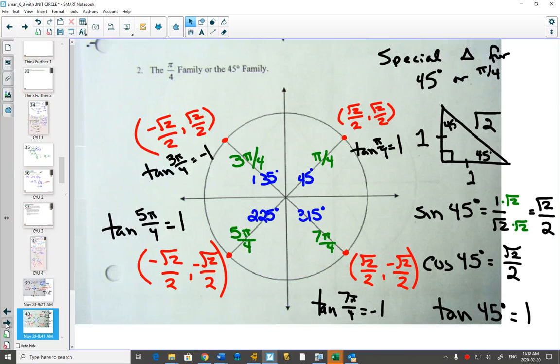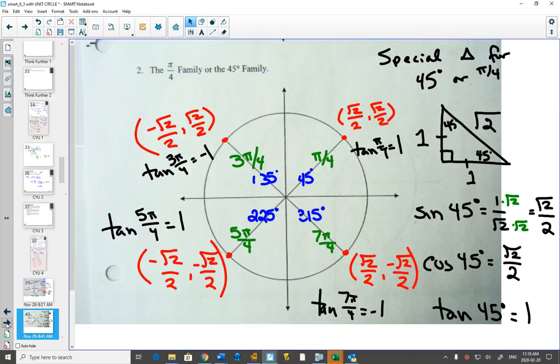Pick a volunteer. Spencer. Negative square root 2 over 2. So you see how that big idea really comes into play here. From the picture of the unit circle, if you know where you're at and you can look at the coordinates, you can find sine and cos right away.